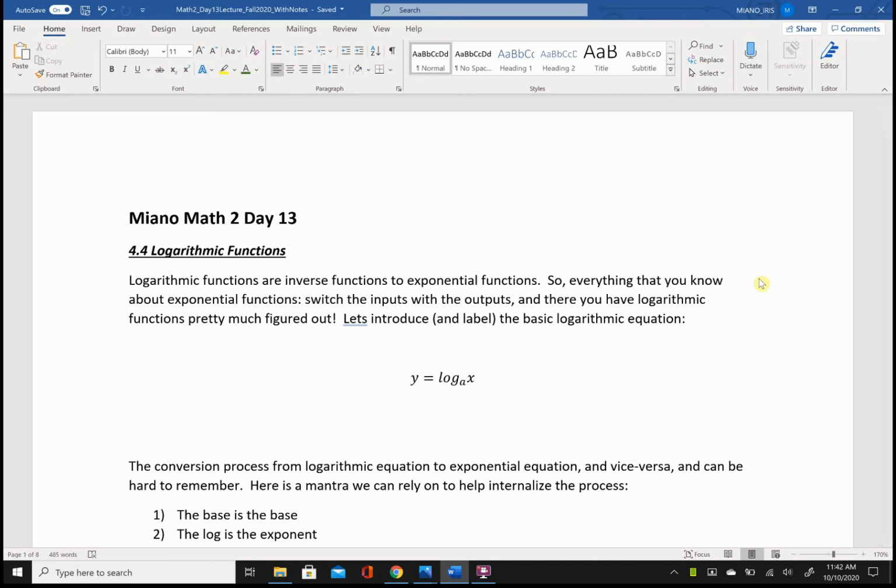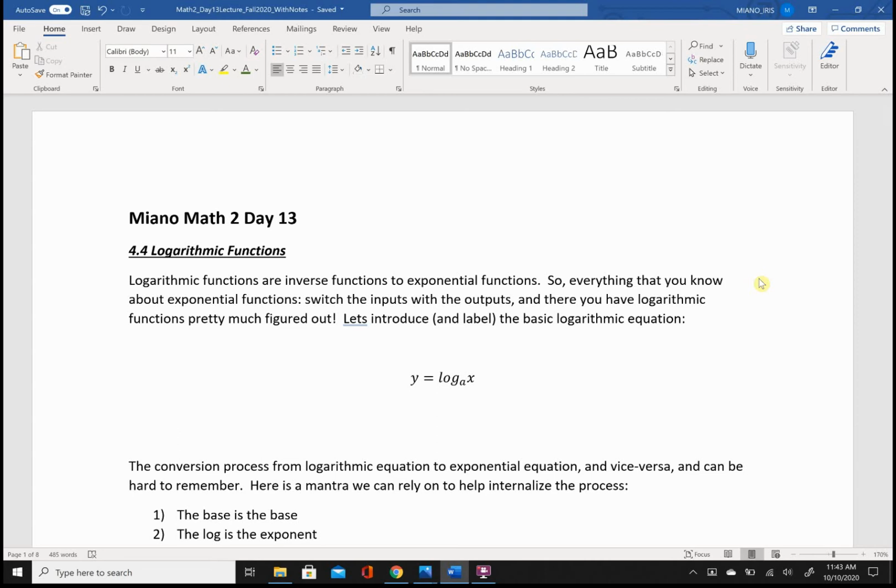Coming to you with the Day 13 lecture concerning logarithmic functions and also properties of logarithms. One thing that we're definitely going to rely heavily on is our previous knowledge of exponential functions, because logarithmic functions are those functions' inverses. So definitely take that into account as we introduce this new type of function.